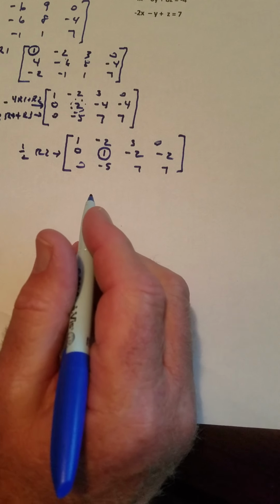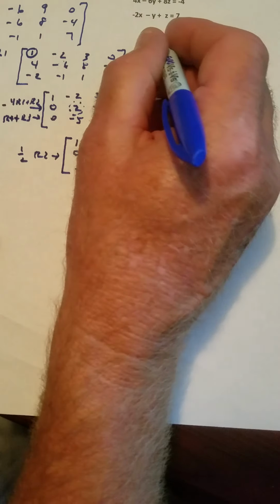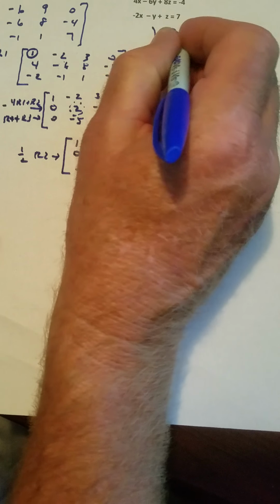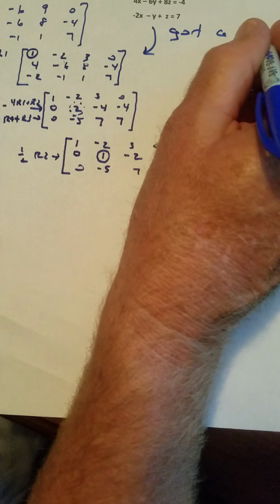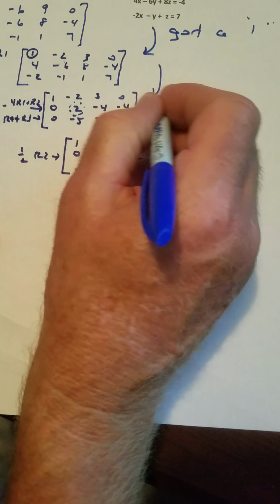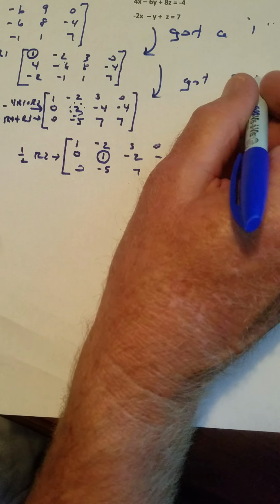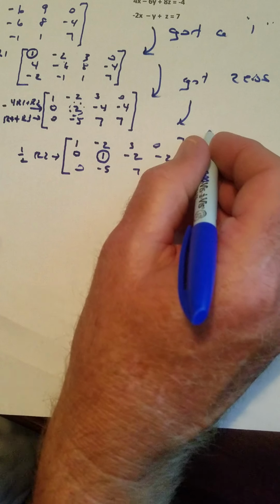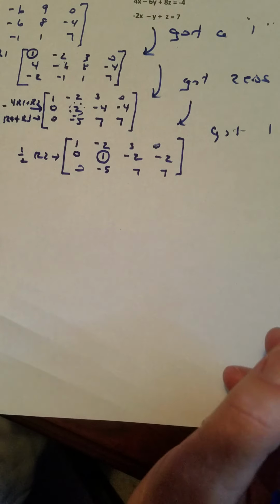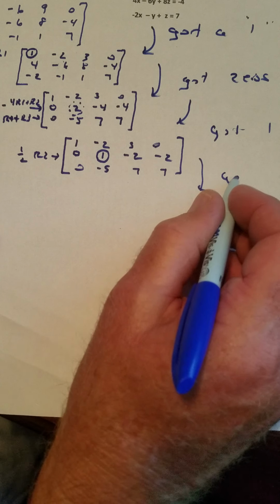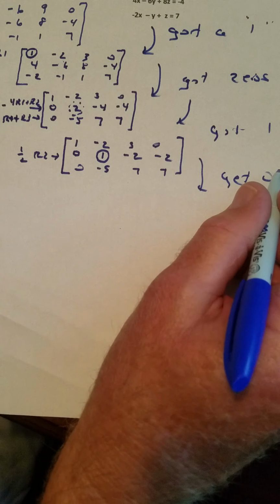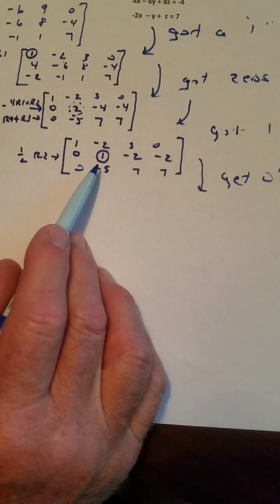Okay, now you want to get 2 zeros. From here to here, we got a 1. From there to there, we got zeros. From here to here, we got a 1, and it rotates. Now we want to get zeros. I got the 1 in this column, so I want to get a 0 above it.